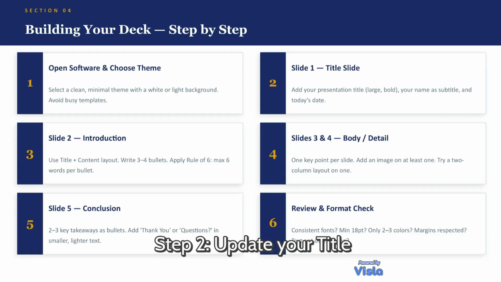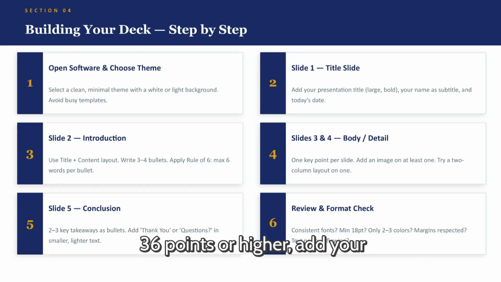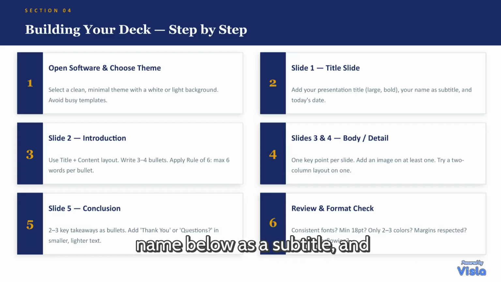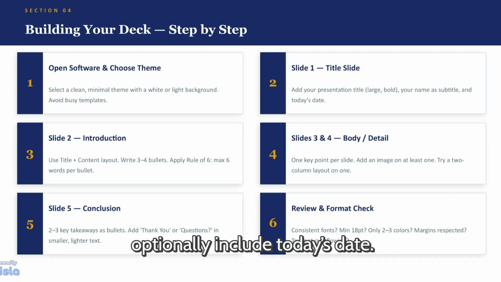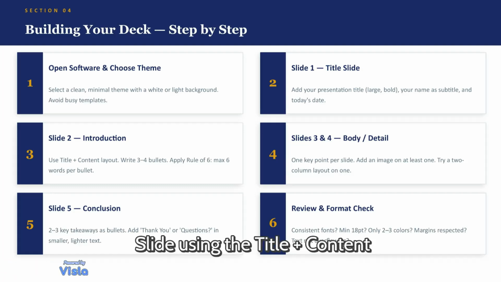Step 2, update your title slide. Enter a big, bold title at 36 points or higher. Add your name below as a subtitle, and optionally include today's date. Step 3, create your introduction slide using the title content layout.